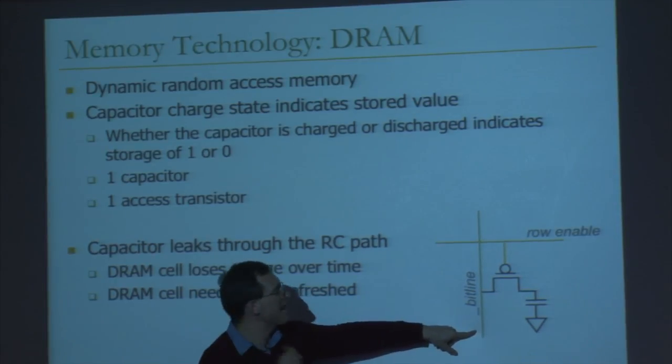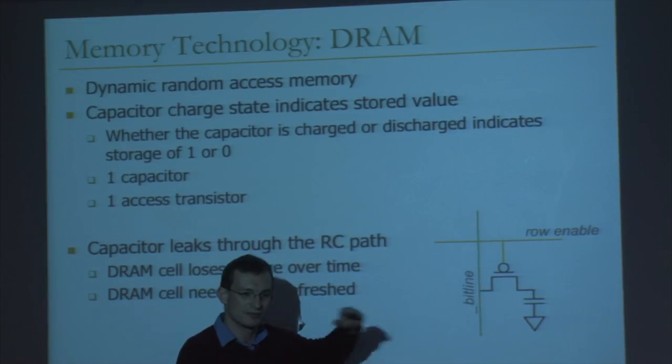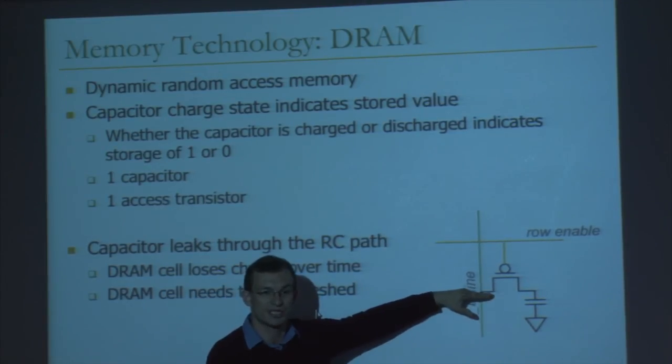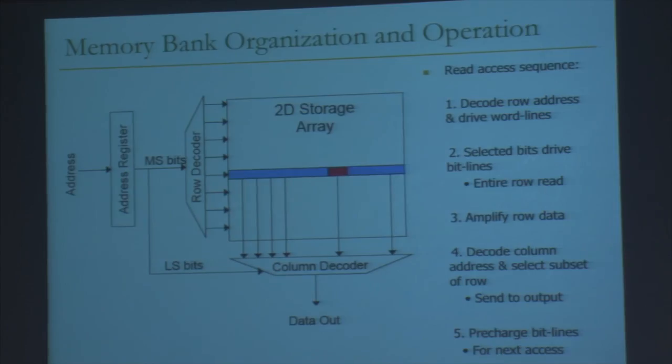For the next access to happen, you cannot have VDD in the bit line. So you need to precharge the bit line to VDD over 2, the reference voltage, if you will, to be able to do the next access for potentially a different row. So that's the idea of precharge for the next access. And this happens in all memories that actually change the bit line.